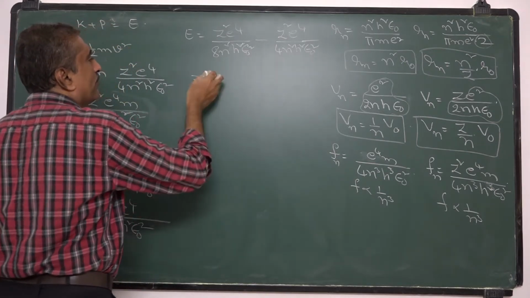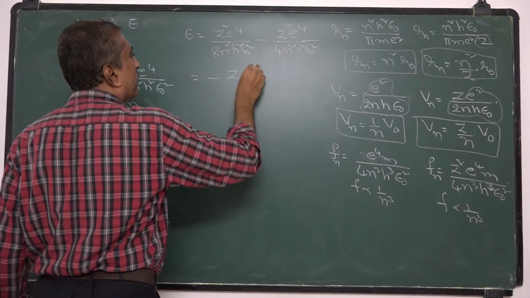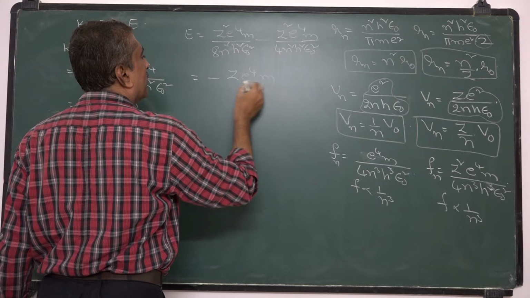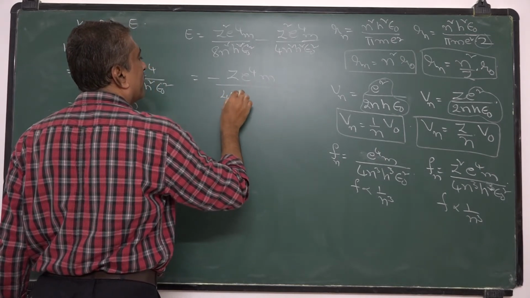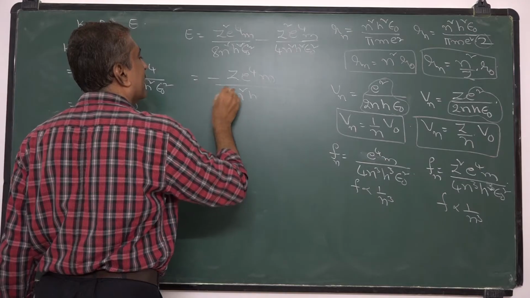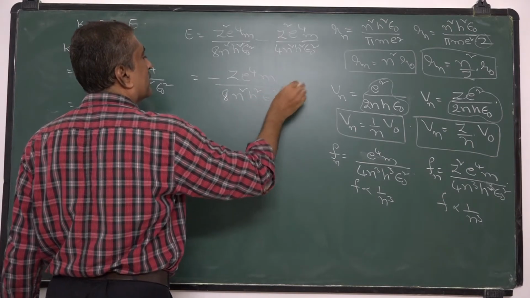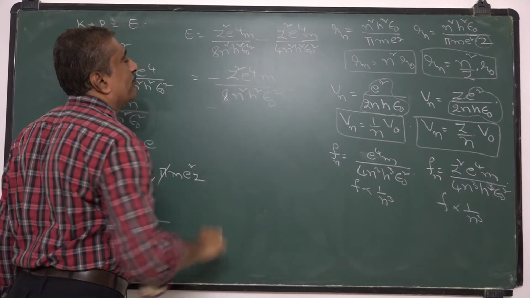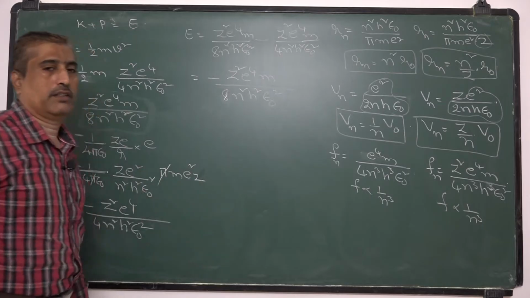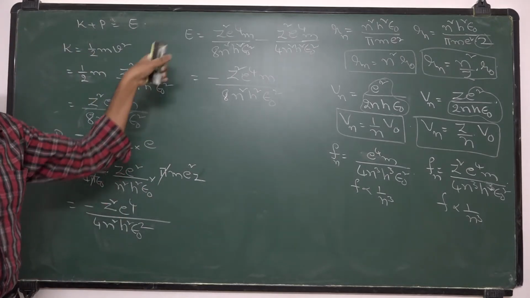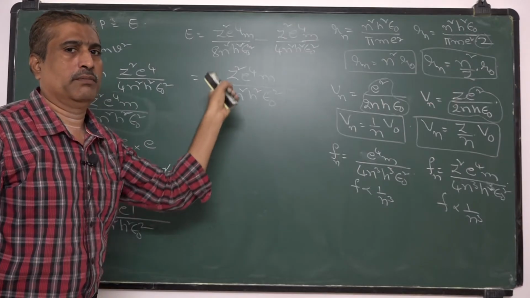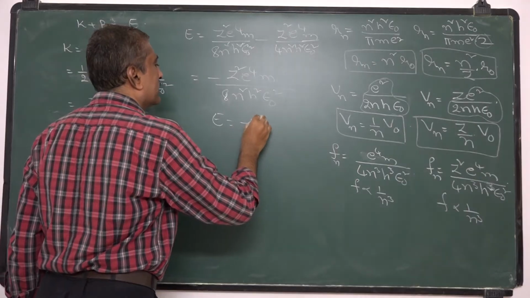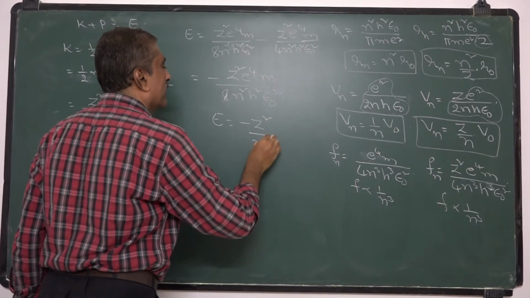And this is equal to minus Z e power 4 m by 8 n square h square epsilon naught square. This is the total energy of the electron in an atom having atomic number Z. So actually this can be written as E into minus Z square by n square into this term, which is common.